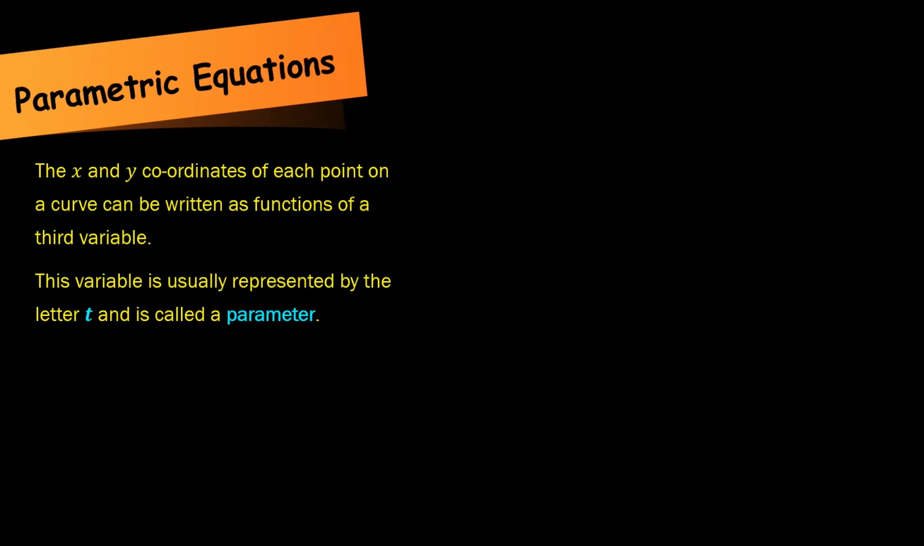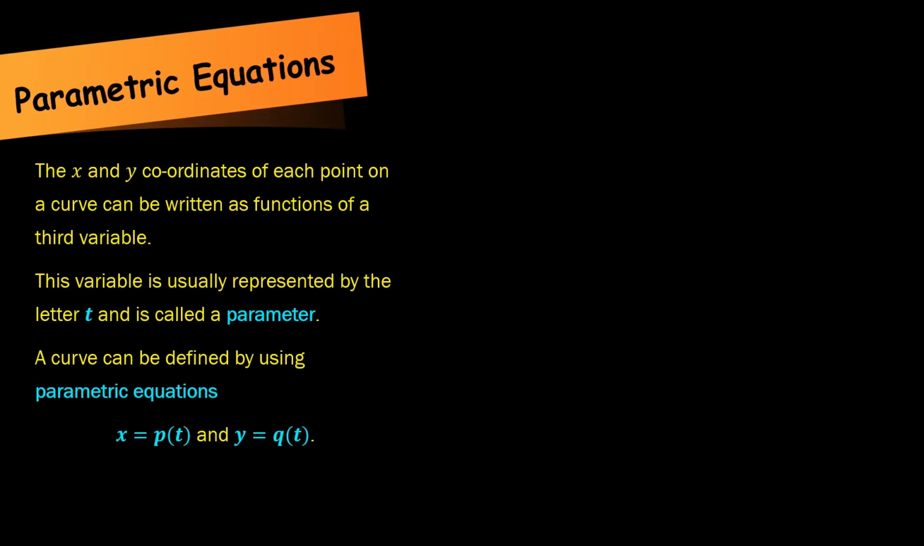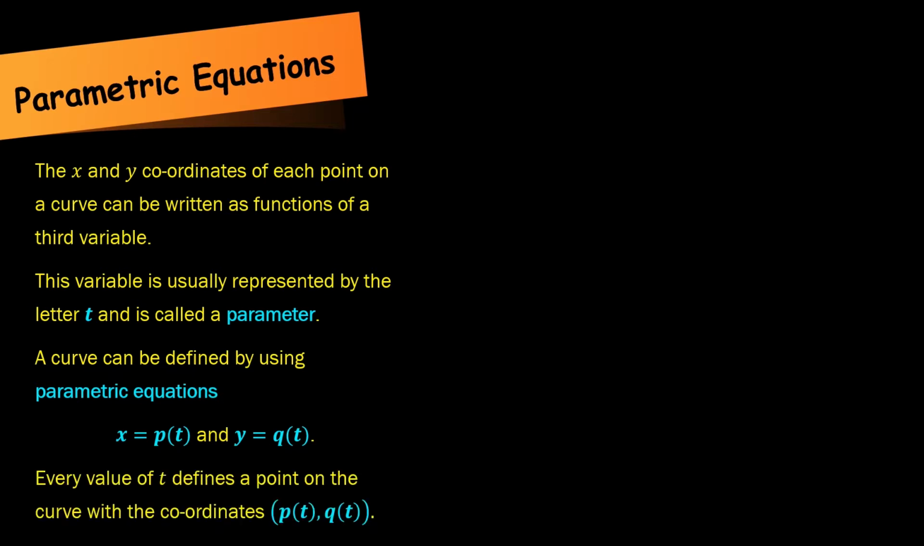The x and y coordinates of each point on a curve can be written as functions of a third variable. This variable is usually represented by the letter t and is called a parameter. A curve can be defined by using parametric equations of the form x equals p of t and y equals q of t. Every value of t defines a point on the curve with the coordinates p of t, q of t.